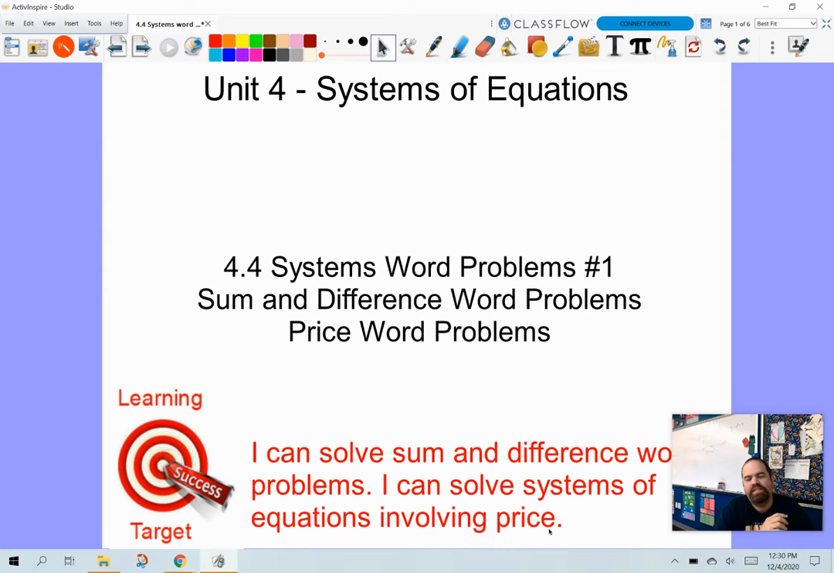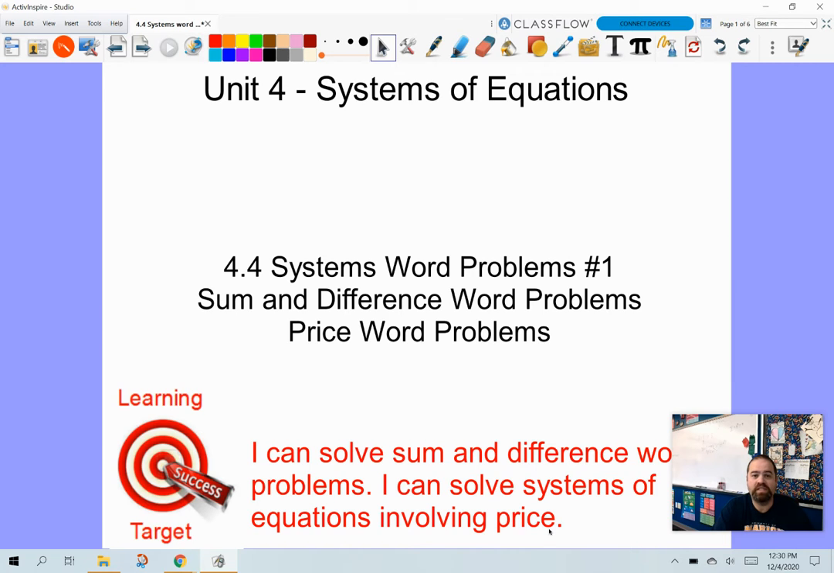All right, so system word problems. Generally, when you tell people that you're going to be solving word problems, they kind of moan and groan. And I promise you, these are not that bad. Actually, if you've been solving the systems that I've been asking you to solve, I think these are pretty straightforward.